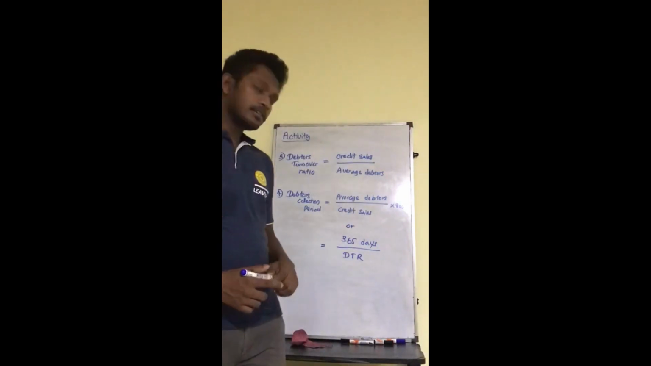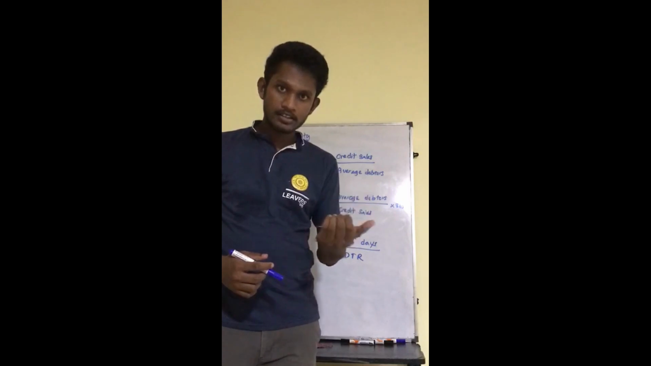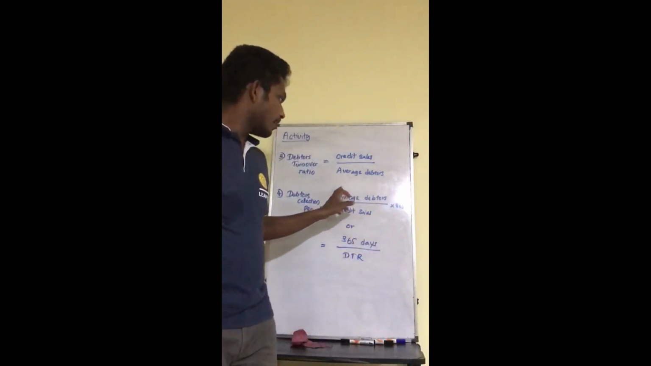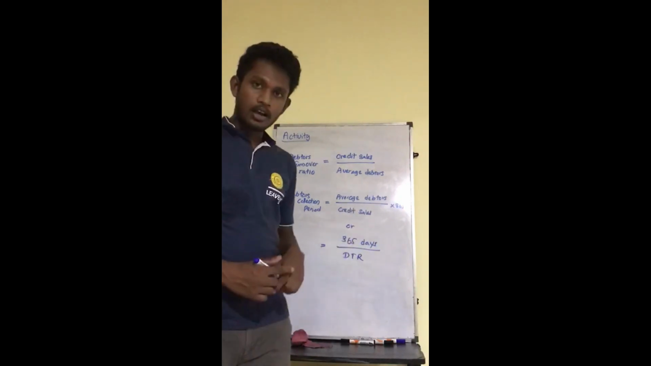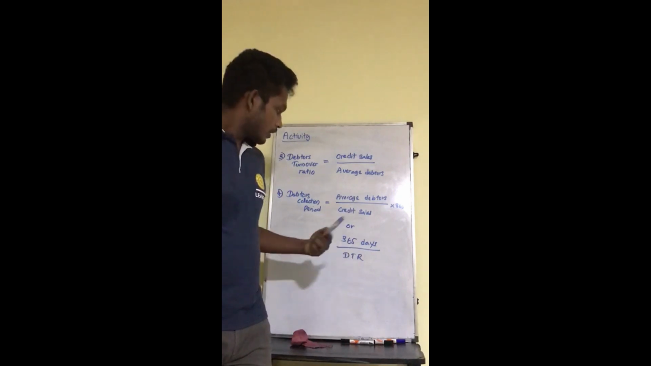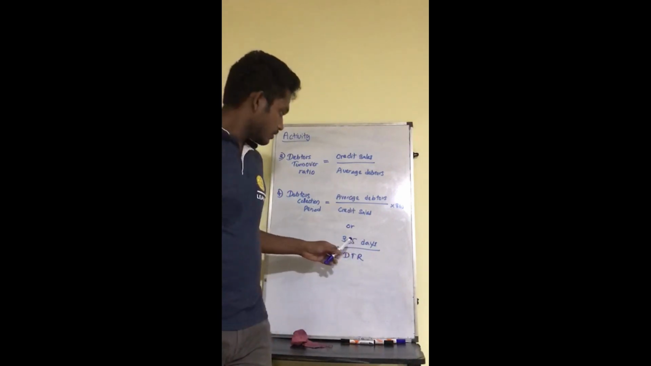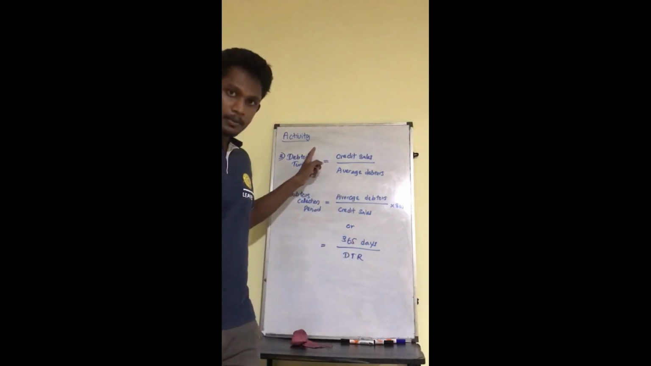And the second one is debtors collection period. That represents the collection days. So how long you are taking to collect your receivables from debtors. That is average debtors divided by credit sales into 365 days. The answer would be a number of days. And there will be another alternative formula, that's 365 days divided by debtors turnover ratio. So that's the previous ratio answer.